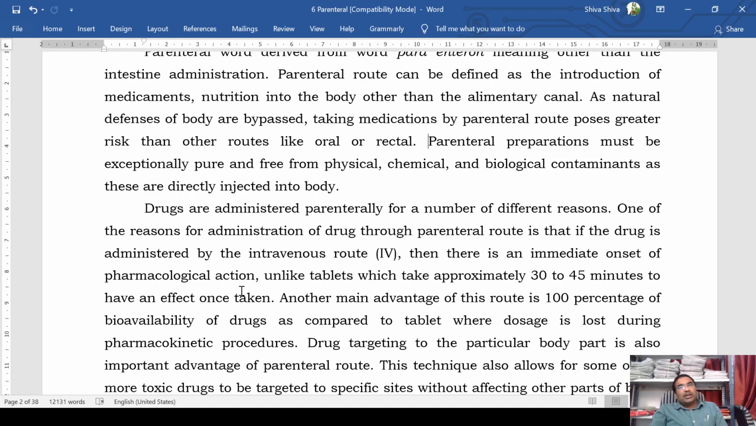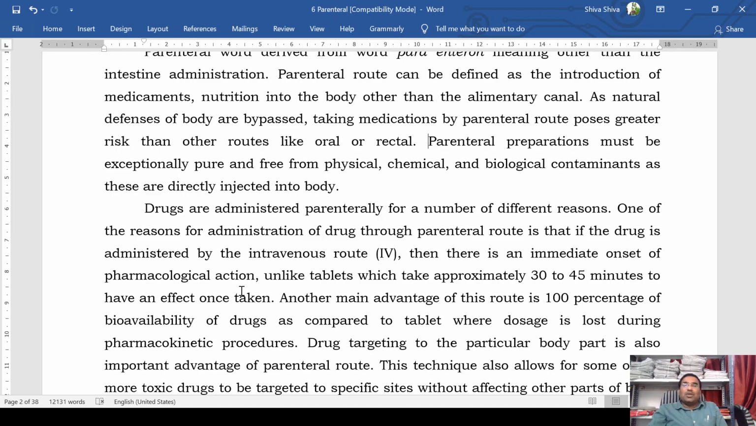Liquid formulations may take less time than tablets, but obviously these are going to take time to show their action. But why will these take time to show the action? So n number of processes must happen to show the action. Like when a tablet is taken through the oral route, the tablet must undergo disintegration, dissolution, absorption, first pass metabolism, and then the drug will enter into the systemic circulation to show its systemic effect.